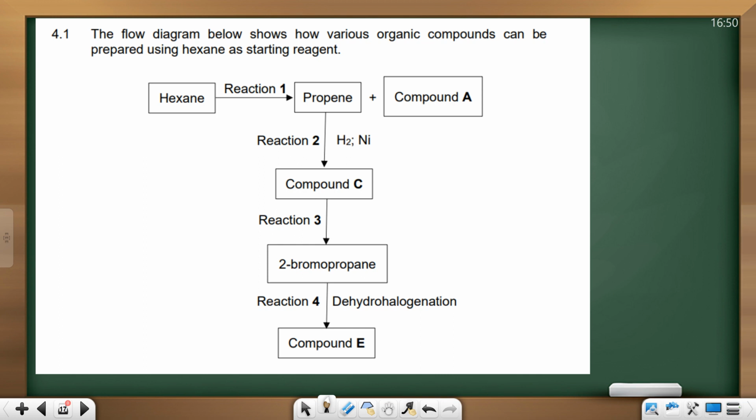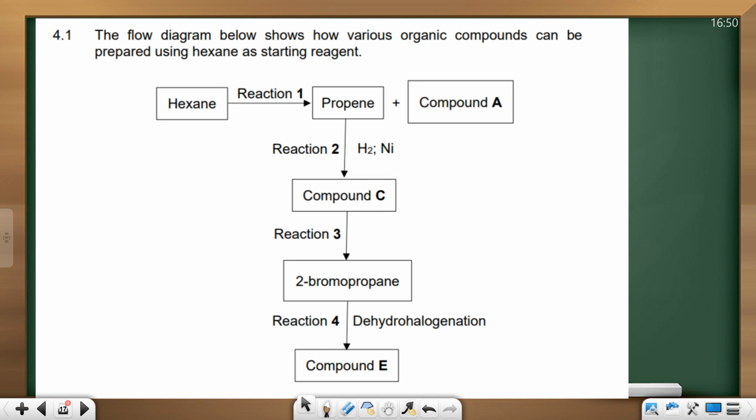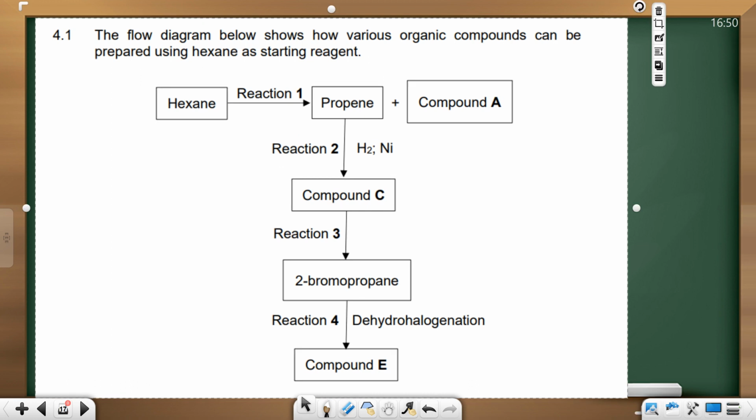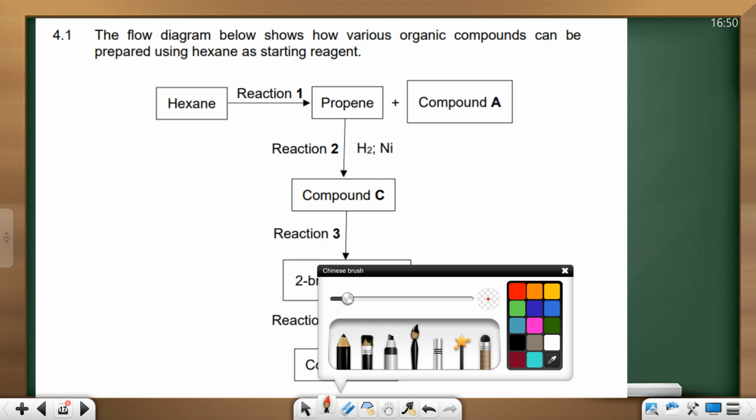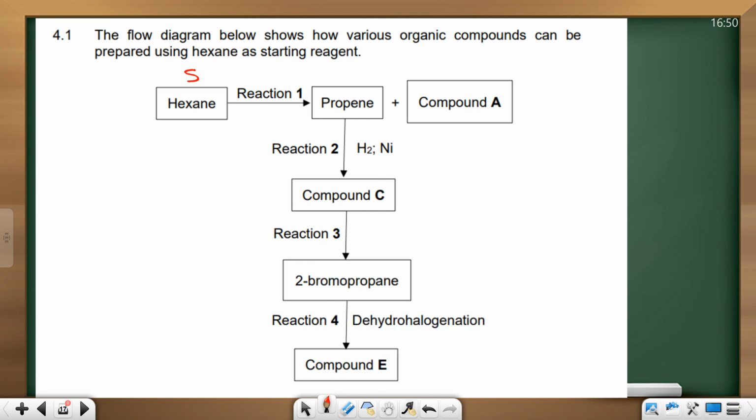Look at this reaction. The flow diagram below shows how organic compounds can be prepared using hexane. Now, what do I know about hexane? It's an alkane, right? Which means it is what? Saturated. Okay, so check what I'm going to do. What is this? Saturated. I am going to propene.